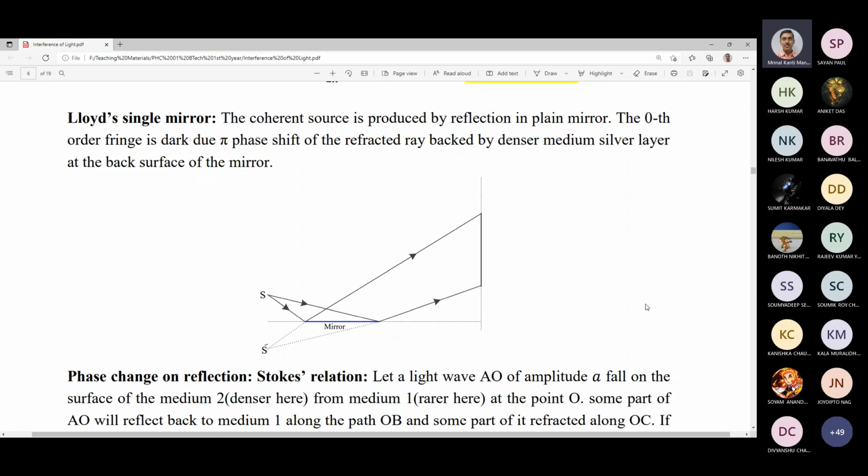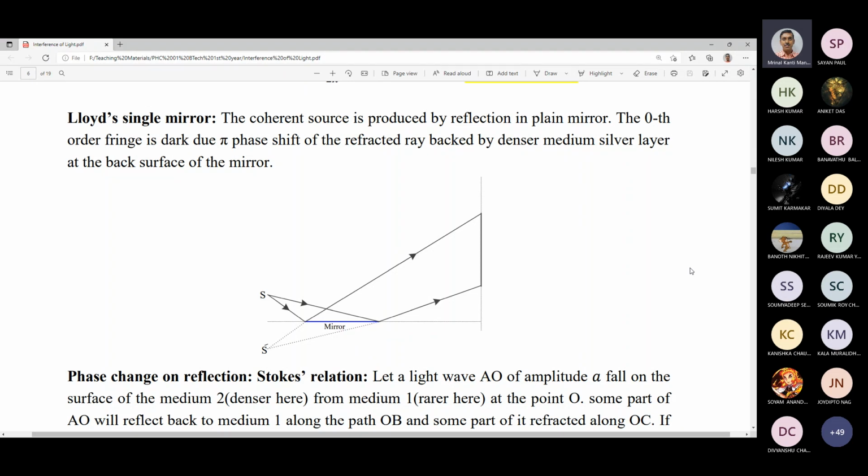Now we want to discuss today Lloyd's single mirror experiment. There is also Lloyd's double mirror experiment, but we will not discuss the things which are not in your syllabus. We will discuss only Lloyd's single mirror experiment. So how coherent sources are produced in Lloyd's single mirror experiment, that we will consider first.